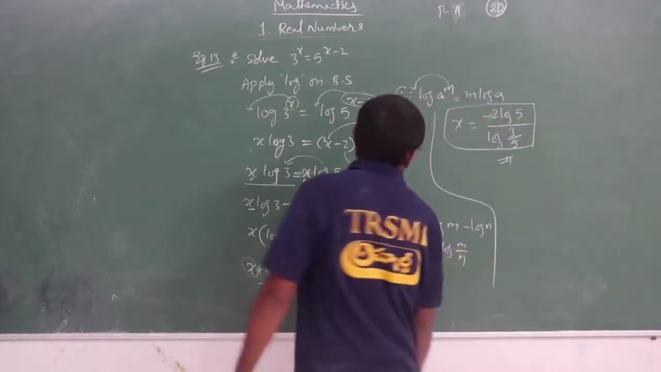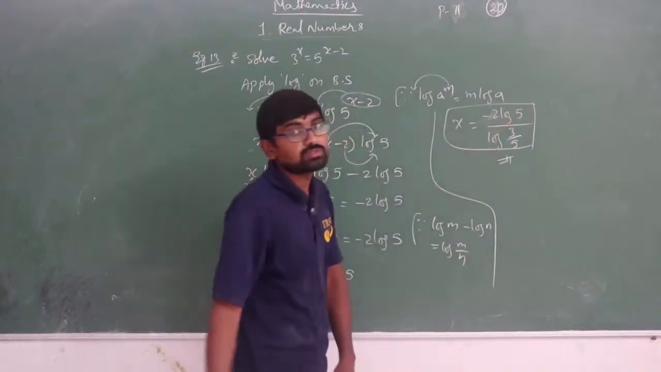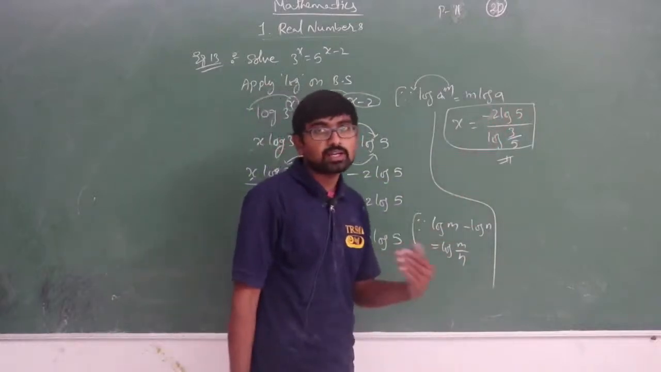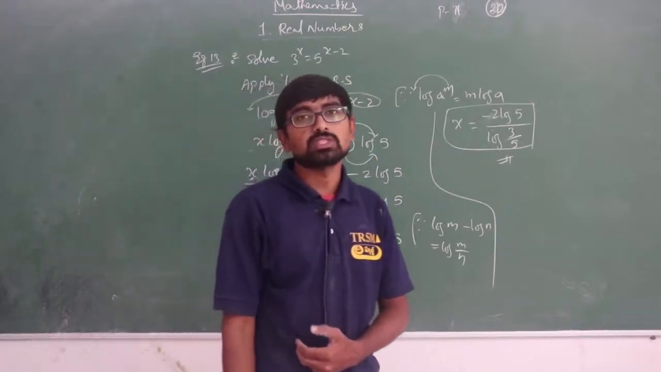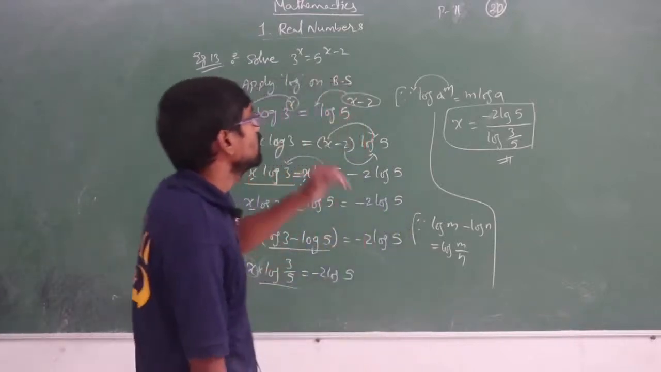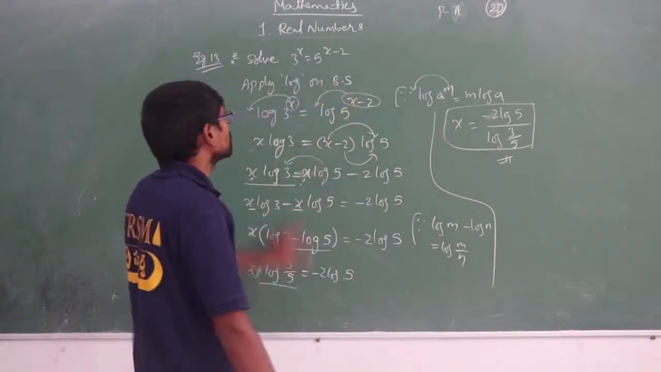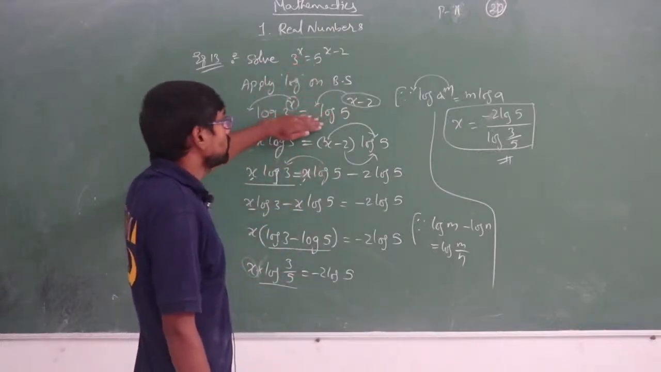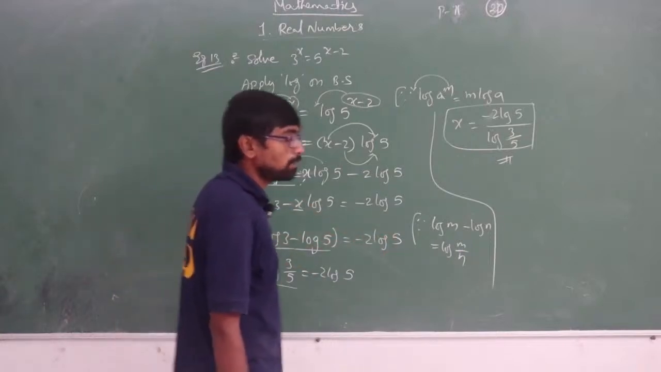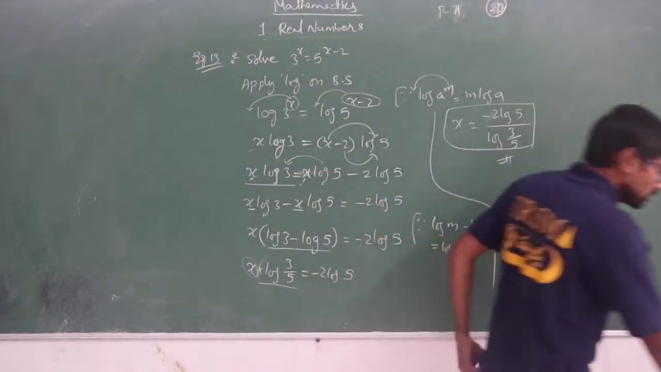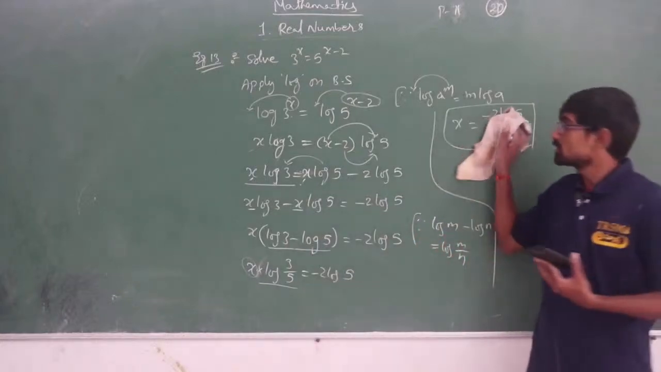So how will we find it? We will just find out the values of log 5 and log 3 by 5 and directly substitute. This is how we will find the variables which are lying in the powers by using logarithms. Hope you all understood what I did. Apply log on both sides, and here I have applied the coefficient rule and power rule. Okay, so this is how we will solve such type of questions.